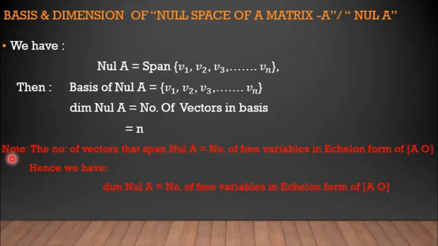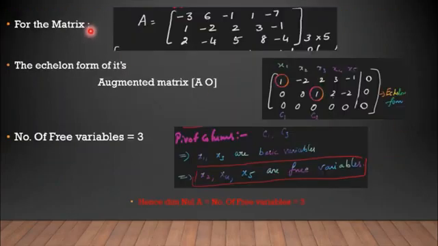So here we can note down that the number of vectors that span null A is equal to, as we observed in echelon form, the number of free variables in the echelon form of the augmented matrix A0. Hence, we can say in short that the dimension of null A is equal to the number of free variables in the echelon form of the augmented matrix.